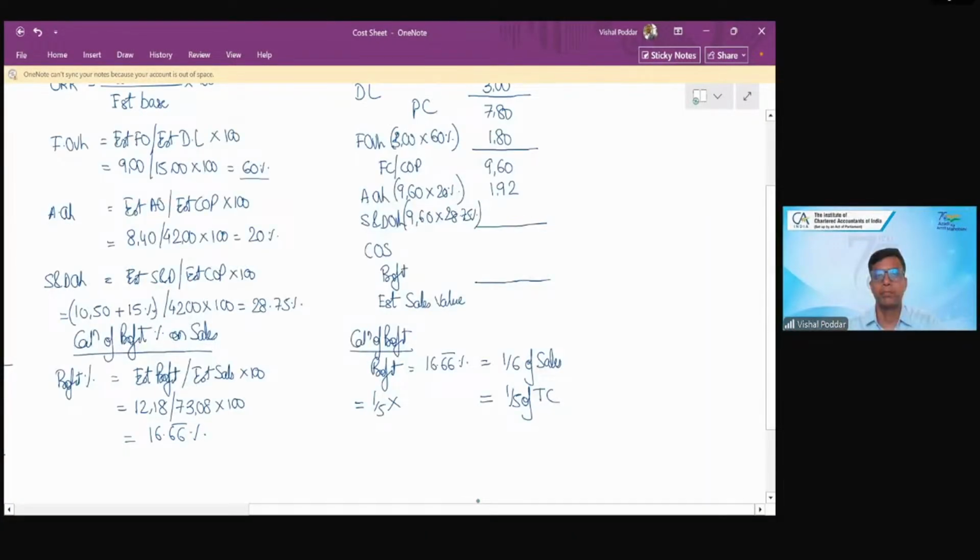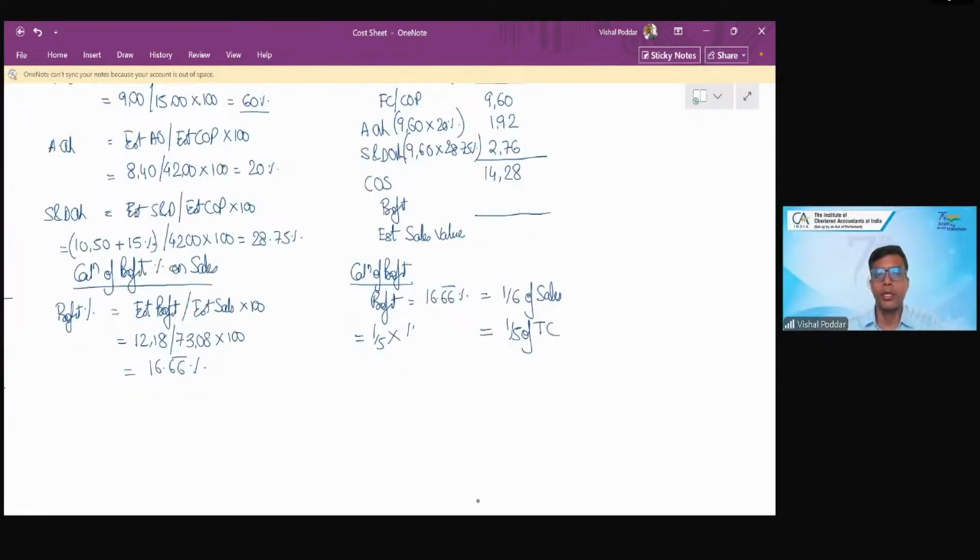Okay. So total is 3,468... 468... 1428. And then profit will be 1/5 into 1428.